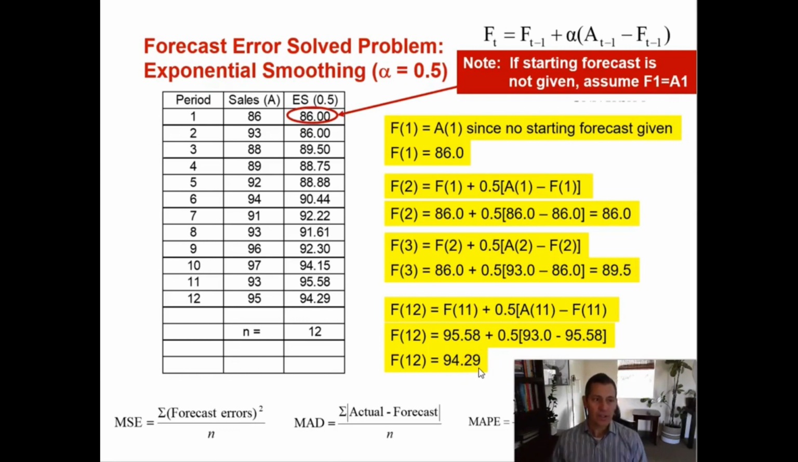So now we've calculated out our exponential smoothing forecast. On this slide, all we calculated out was the exponential smoothing forecast using an alpha of 0.5. Let's see how it compares when we look at the mean absolute deviation, mean squared error, and mean absolute percentage error.